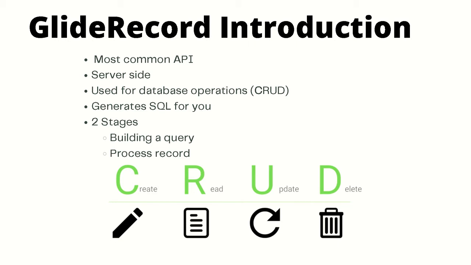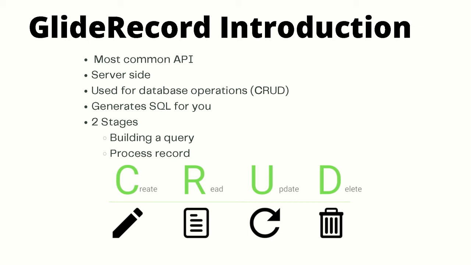We can think of GlideRecord as having two stages. At the first stage, we build the actual query. We select the table we want to query and start to build out the filter that we want to apply. For example, we could say we want to show all priority one incidents that were created within the last two days. We create this filter within the first stage. Once this stage is completed, the actual SQL is sent to the database, where the records are retrieved.